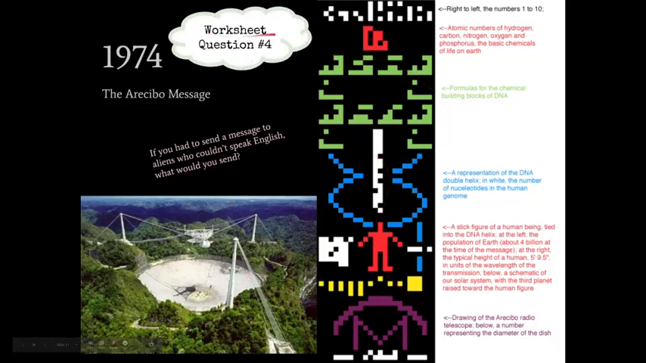Worksheet question number 4. If you had to send a message to aliens who couldn't speak English, what would you send? What would you change? What would you add to this, maybe? Or if you were to scrap the whole thing and send something different, what would you say?